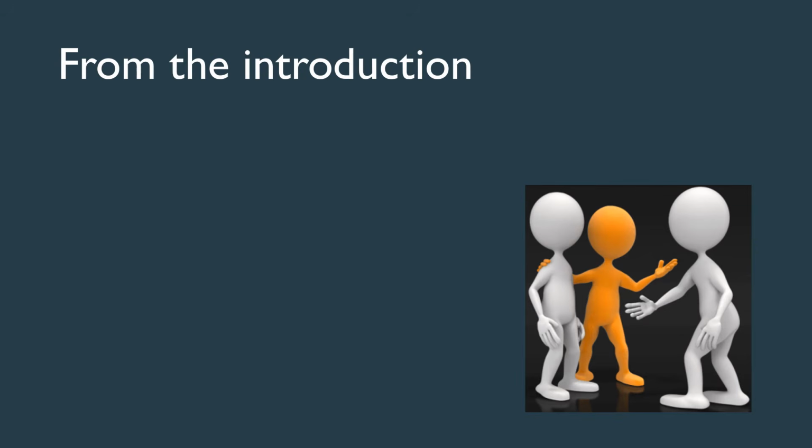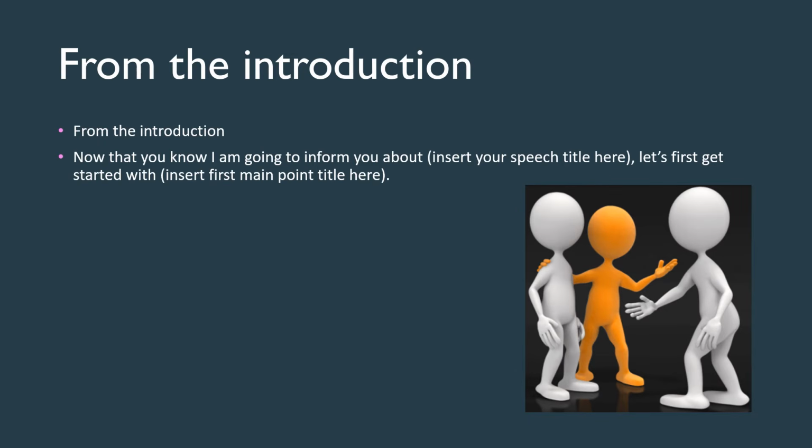There are three types of transitions I want to go over and teach you how to do. The first one is the transition from your introduction to your first main point. Here's an example that I have. Now that you know I am going to inform you about, here is where you'll insert the title of your speech. Let's first get started with, and here is where you'll insert the first main point's title. You can take whatever the title of your speech is and insert it in that first spot, and then your first main point in that second spot.